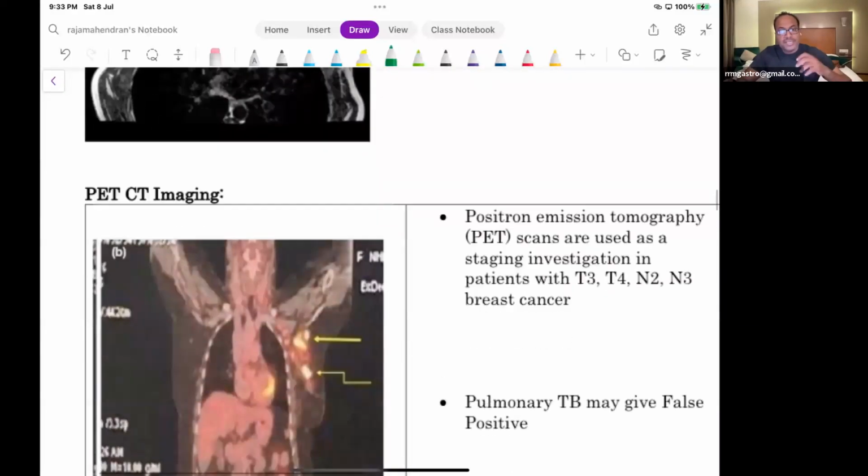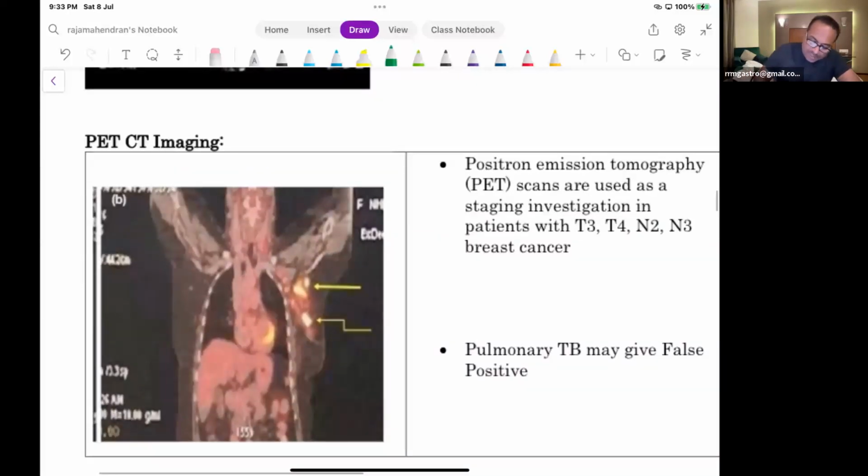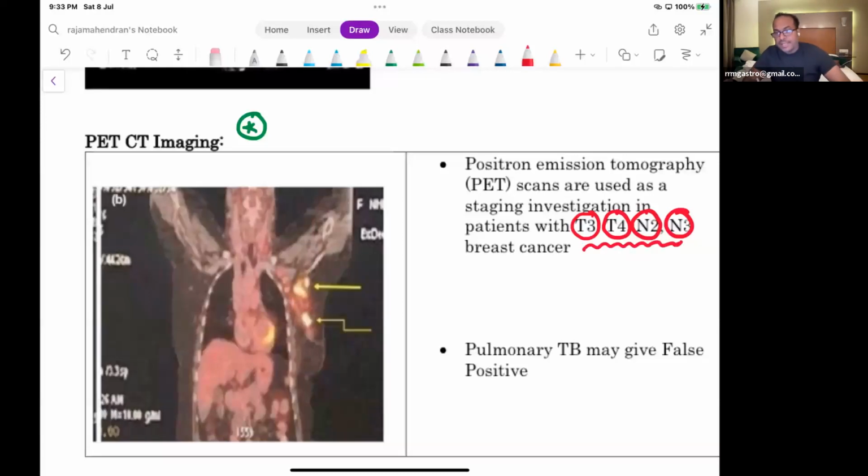And coming to the imaging, one important imaging in cancer breast is PET-CT. Will you do PET-CT for all the cases? Simple question: no. Will I do PET-CT for all the cases? No. I will do it only for T3, T4, N2, N3 breast cancer.